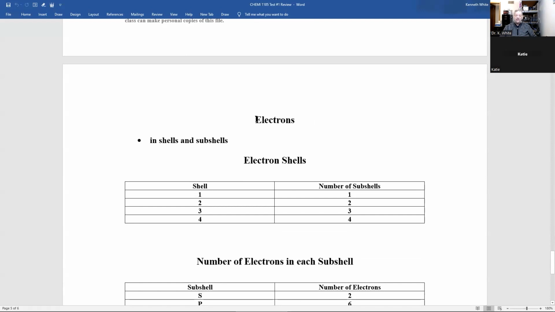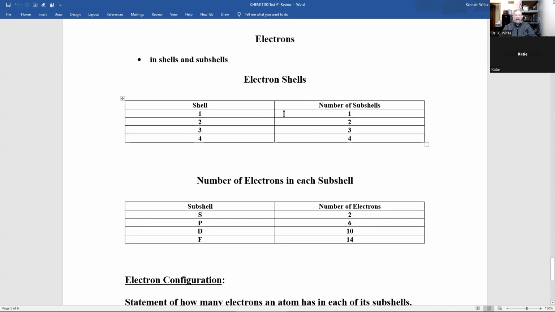Next, I talked about the electrons. Where are the electrons? In the center, the nucleus has the protons and neutrons. And all around it, in what we call the electron cloud, are the electrons. They're in shells, and each shell has subshells. I'll mention this in a little while. And here the table shows you the shells have the name 1, 2, 3, and the number of subshells in each shell. 1 has 1 subshell, 2 has 2, 3 has 3, 4 has 4.